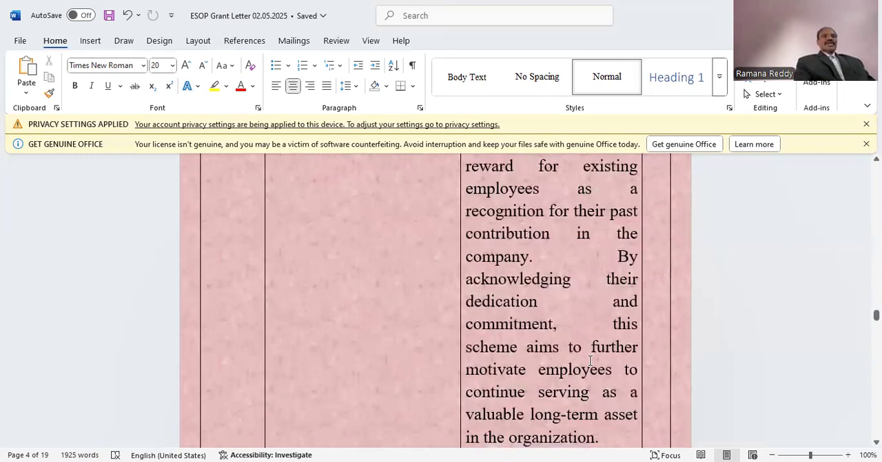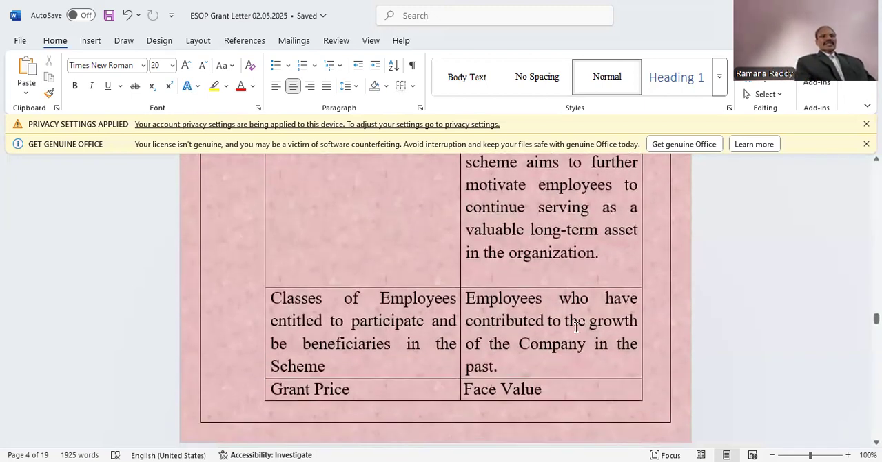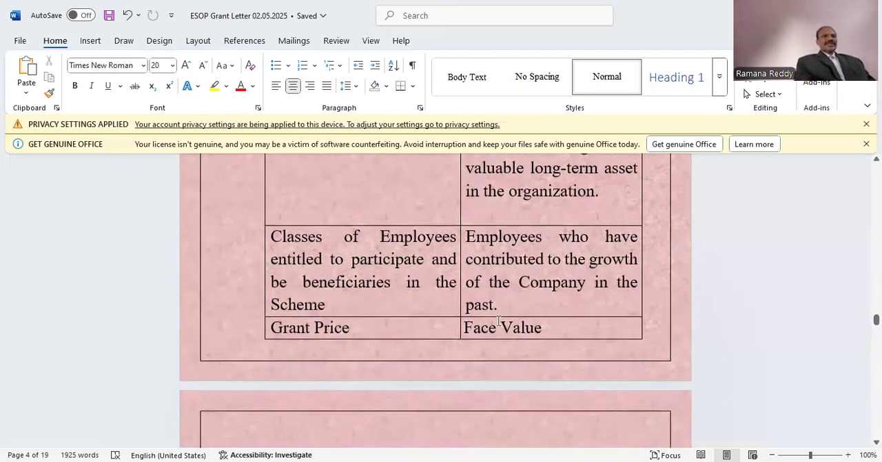If he is a fresh employee, we'll give some target. So these options' vesting will be based on the target. It can be linked to the target, linked to the performance. So based on that, the language will be changed. Class of employees entitled to participate and beneficiary in the scheme will be decided by the nomination remuneration committee. So this language will also change. For employees who have contributed to the growth of the company, if we are giving to already existing employees; if it's future employees, we will link with the performance. Accordingly, the language will be changed here.